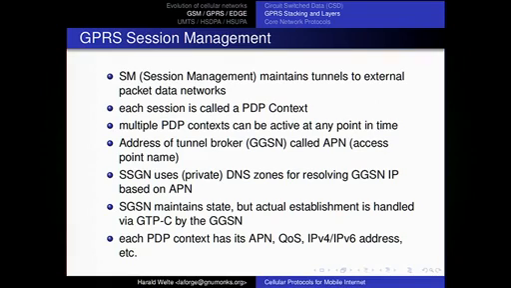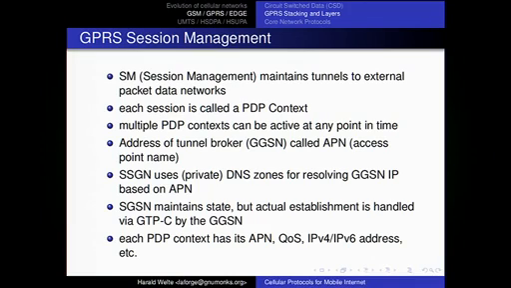The next thing is session management, which establishes and maintains the tunnels to external packet data networks. They don't talk about tunnels. Everybody, I guess, in this room knows what an IP tunnel, a VPN tunnel, and so on is, but most people don't know what a PDP context is. It's exactly the same thing, it's just that they use a different name. And of course, it has to start with P. So it's a PDP context, and it's not related to PDP-11.